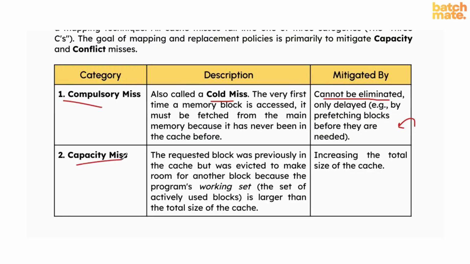Second is the capacity miss. This is purely a size issue. Your program is using more data than the cache can hold. To bring new data in, you have to kick old data out. In reality, mapping doesn't really fix this either. The only cure here is to buy a bigger cache.